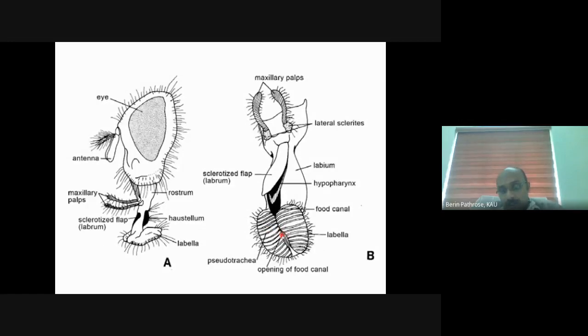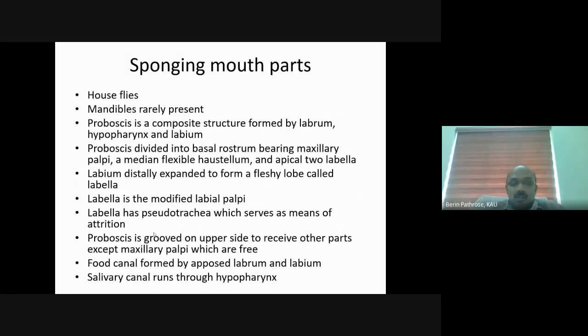And we have an opening, that is the food canal. And this is the labrum. I told you the proboscis is formed by labrum, we have hypopharynx over here, and we have labium. So the proboscis is formed by labrum, hypopharynx, and labium. And the proboscis has a basal rostrum, median haustellum, and distal labella. Labella is a modified labial palpi, and at the tip of the labella we have pseudotracheae.